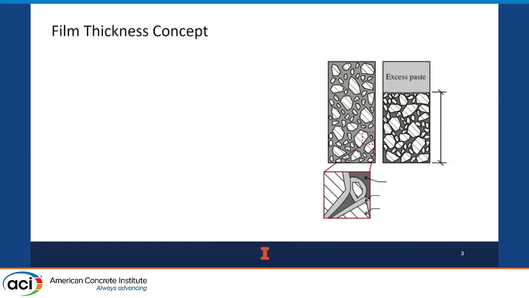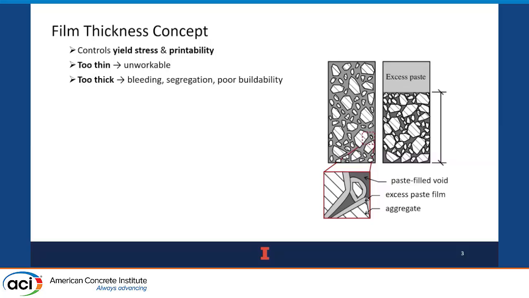Looking at how we designed our mixes, we used something called the film thickness concept, which will control our yield stress and ultimately our printability. So you see here with the phase diagram on the right, you can break it down into your paste-filled voids, which fill the intergranular voids in your aggregate, and then you have this sort of excess paste film, which contributes to spacing the aggregates, kind of floating the aggregates you could think of in your mix.